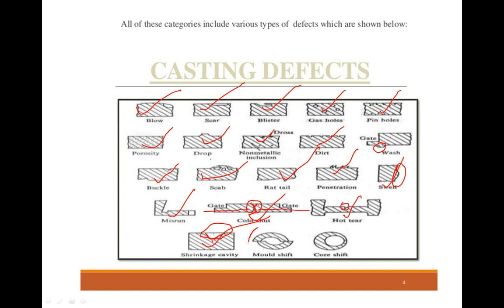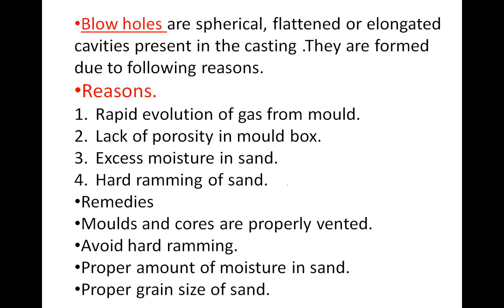Then shift: cope and drag box misalignment. This portion you are casting in a cope box, and this portion in a drag box. If those are not aligned properly, the misalignment is called a mold shift. And when this is the mold cavity and this is the sand core, if there is no alignment between these two, that is called a core shift. So these are the various casting defects.